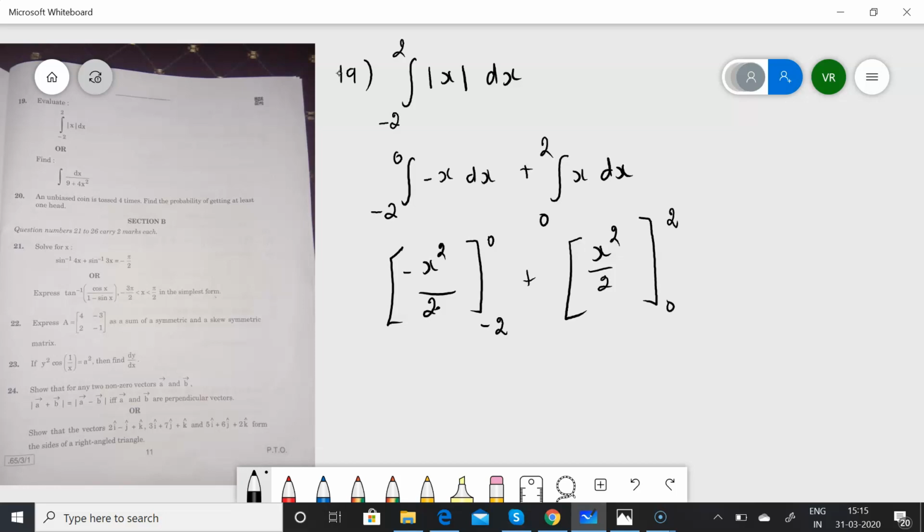Now applying the limits, the upper limit gives 0. The lower limit is minus 2 squared, that gives 4, and minus of minus 4 by 2 gives plus 4 by 2. Plus this is also going to be plus 4 by 2, and the lower limit is 0, which is nothing but 8 by 2, which is equal to 4.